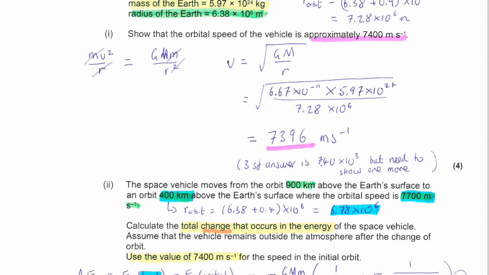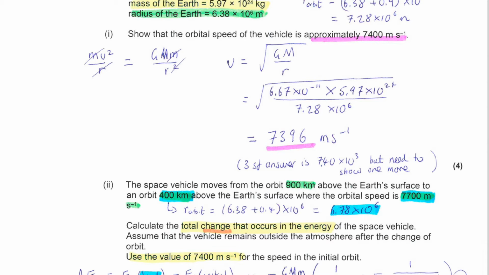Next, a calculation. A space vehicle has a mass of 16,800 kilograms and is in orbit 900 kilometres above the surface of the Earth. You are given the mass of the Earth and the radius of the Earth. You are asked to show that the orbital speed of the vehicle is approximately 7,400 metres per second. Now, if you were to look at your data sheet, you wouldn't find an equation for orbital speed. So it is up to you to think around any relevant equations that might bring in the variable of speed.